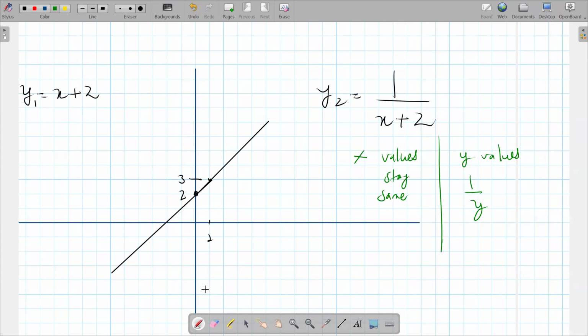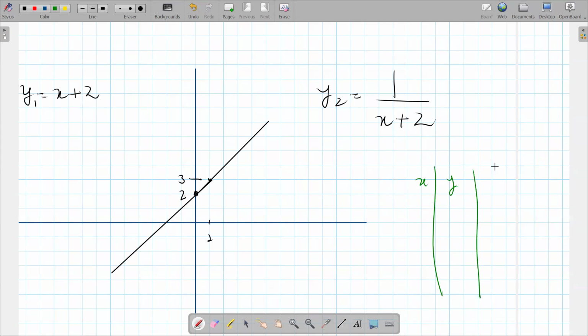So if you want to make a table of values here, you have x, you have y, and then you have 1 over y. This is x plus 2, and this is 1 over x plus 2. At the x value of 0, the y value for this is 2. What's going to be the y value for our reciprocal function? It's the same thing flipped upside down. So 1 over 2. That's going to be our first point. At 0, we have 0.5.